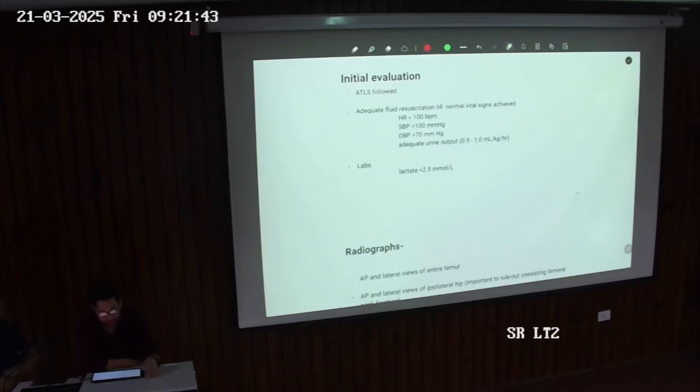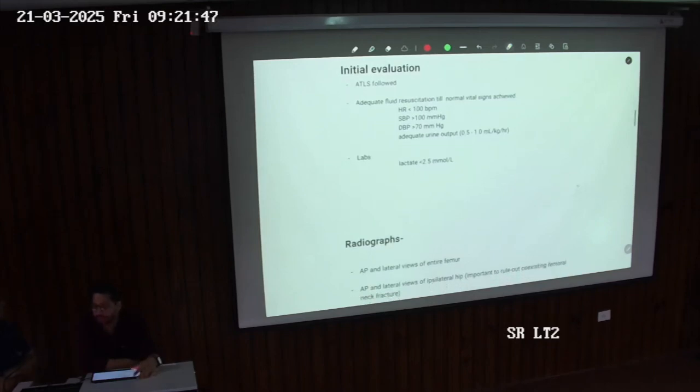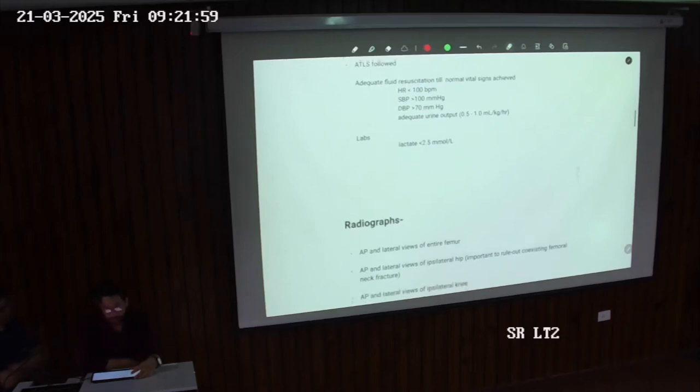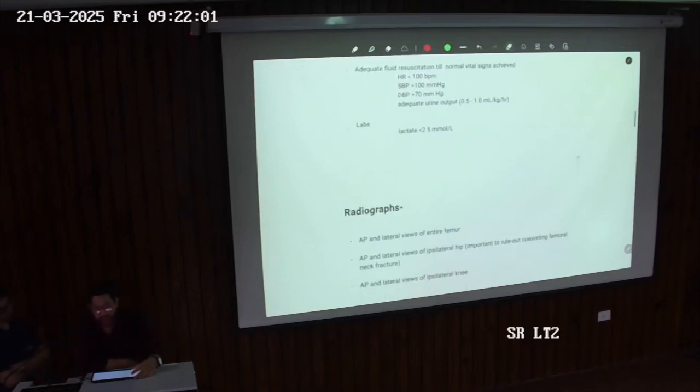We provide adequate fluid resuscitation, in which we maintain normal vital signs, that is the heart rate at around 100 beats per minute, systolic BP more than 100, diastolic at 70, and the patient should have an adequate urine output of around 0.5 to 1.